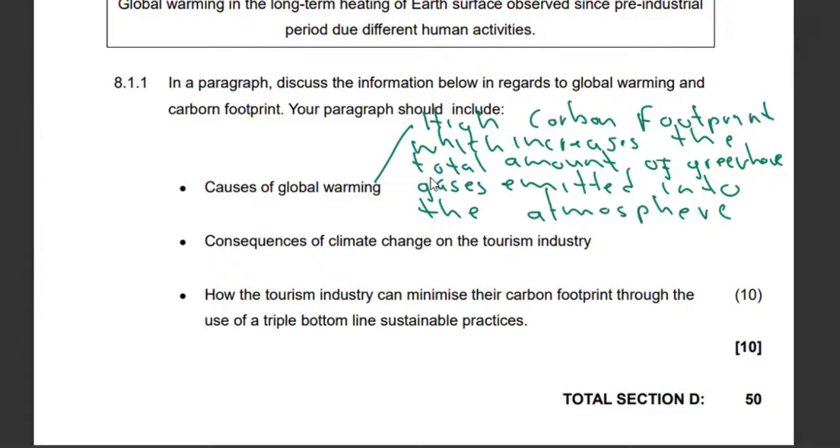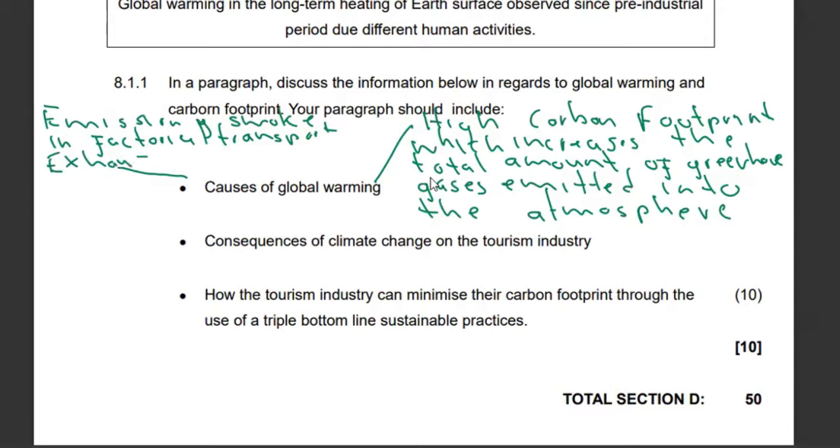Then we can also talk about emission of smoke in factories, in transport. So you can also add exhaust gases. All these things result in global warming.